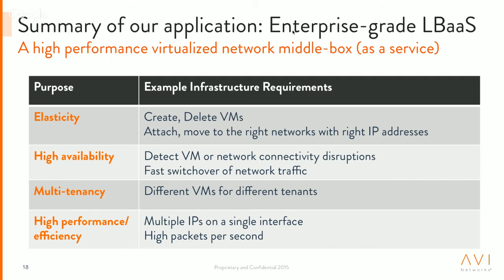And then finally, high performance and efficiency. If you have a large number of virtual services or these load balancers that one puts in, you want to still be able to support a large number of them with a minimal resource footprint. To do that, we need to be able to do something like multiple IPs on a single interface, and we want to be able to handle a lot of packets, high packets per second, into the VM and so on. Okay, so I will stop here just for a second because I'm going to segue into talking about the OpenStack APIs. So any questions at this point on this application?